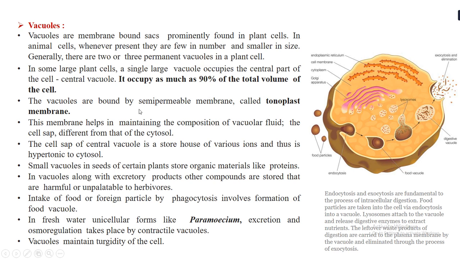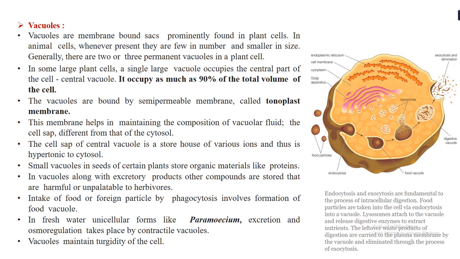Now the vacuoles are bound by a semi-permeable membrane which is known as the tonoplast membrane. That means this membrane will not permit anything and everything inside the vacuole. It is limited to certain metabolites and certain particles only. Now this membrane helps in maintaining the composition of the vacuolar fluid, the cell sap, and it keeps it different from the cytosol.